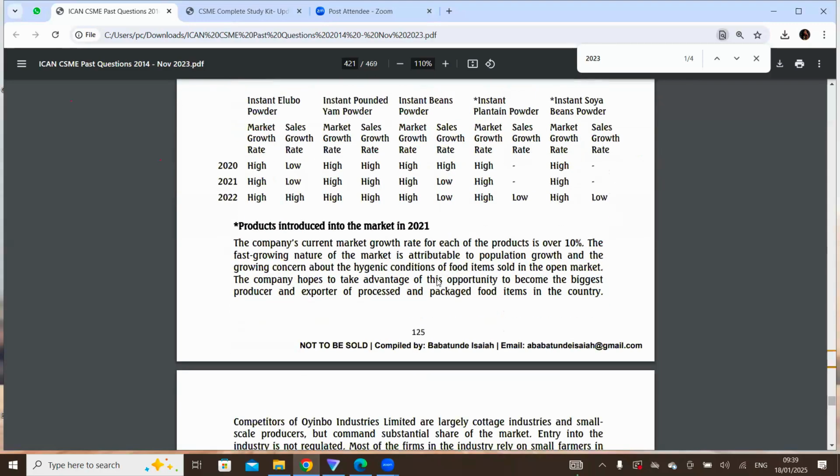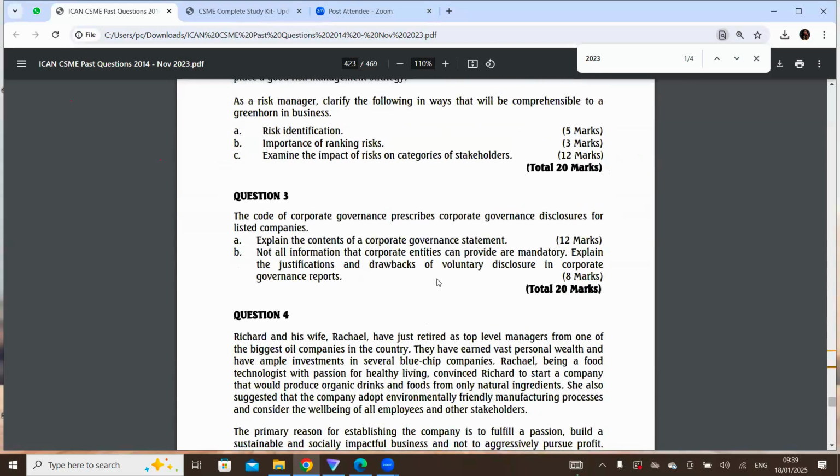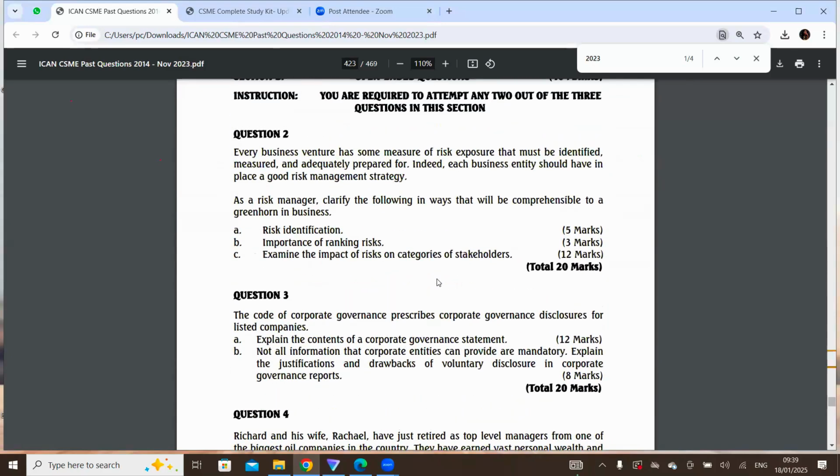Okay, we have question 2. They said, what is risk identification? What is risk identification? It is the first step in our risk management process. Am I correct? Yes. It is the first step in our risk management process.